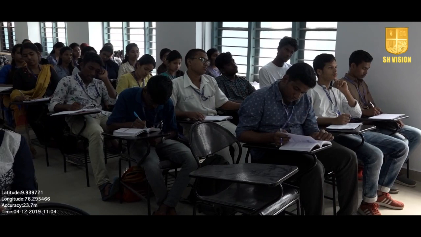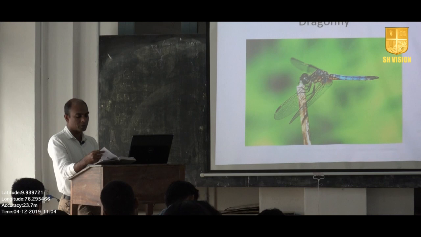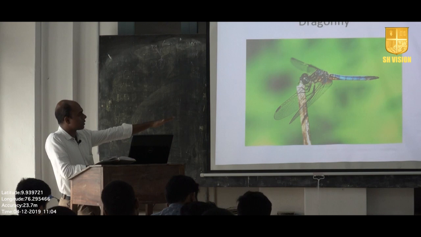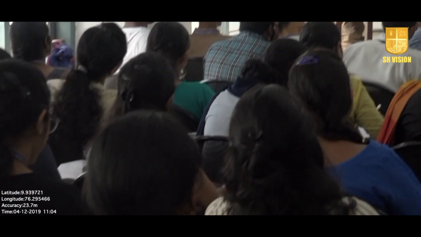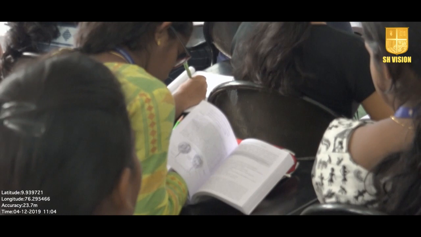Dragonflies are similar to damselflies, but the adults can be differentiated by the fact that the wings of most dragonflies are held perpendicular to the body when at rest. See, its wings are held perpendicular to the body. Whereas the other group, the damselflies, spread out their wings in a compact position.